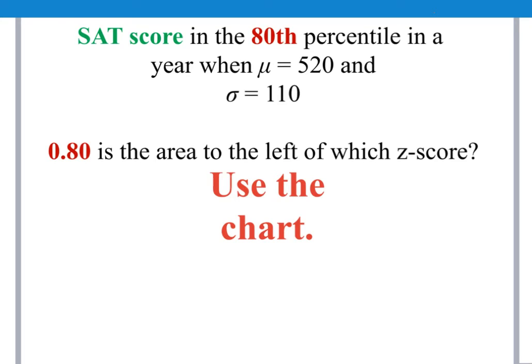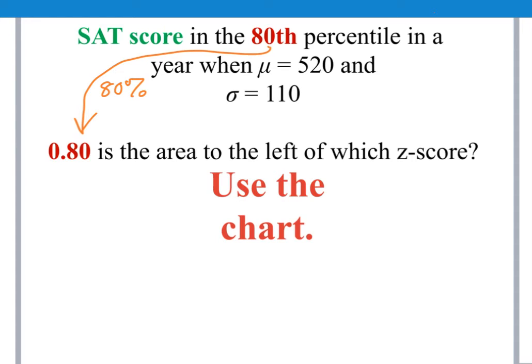For example, let's say you know that someone scored in the 80th percentile on the SAT in a year when the mean was 520 and the standard deviation was 110. And those values do change every year. So you're talking about a score in the 80th percentile, and the area under the normal curve can also represent a percentile, because we talk about it as percentages, right? So what we need to do is convert that 80th percentile to a decimal first.